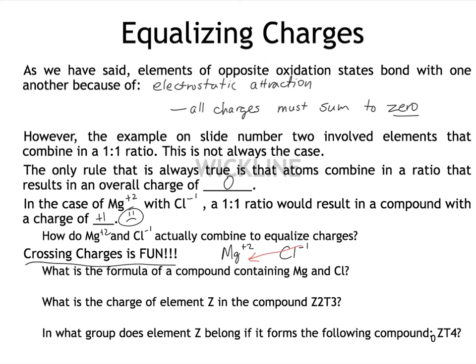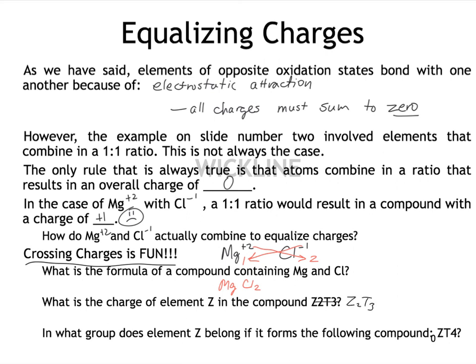So the 1 from the chloride ion comes down as a 1 subscript on the magnesium, and the 2 from the charge of the magnesium ion comes down as a subscript of 2 on the chloride. So the formula for a compound containing Mg and Cl would be MgCl2. We never write the 1 as a subscript, so that's why it's blank for magnesium. So let's try an example of a made-up compound like Z2T3.